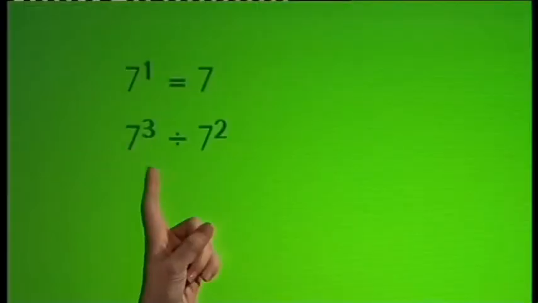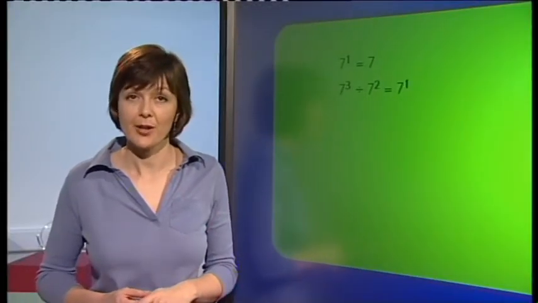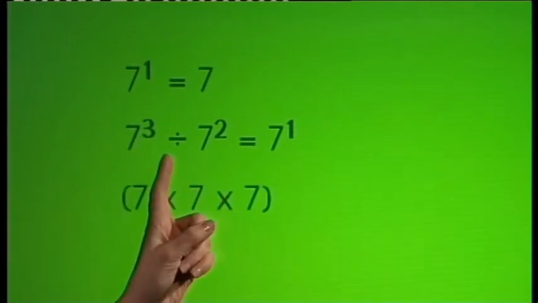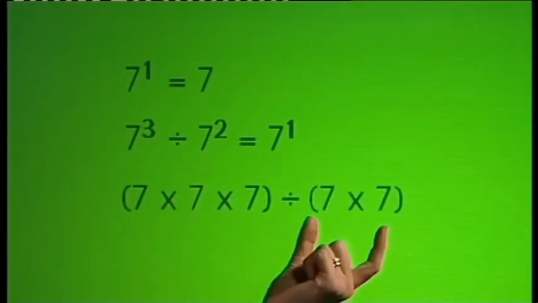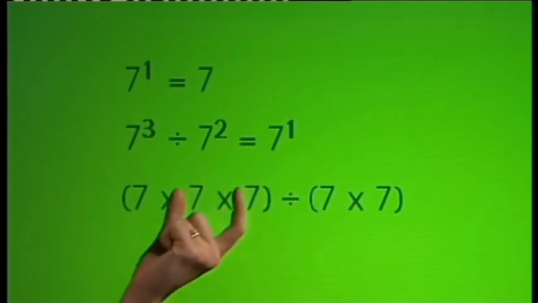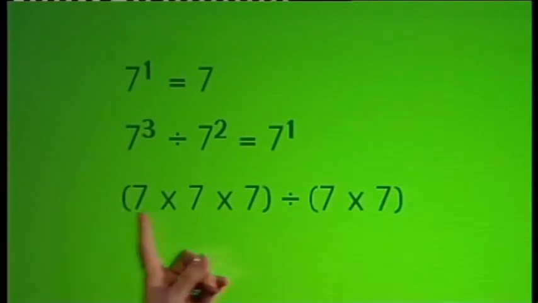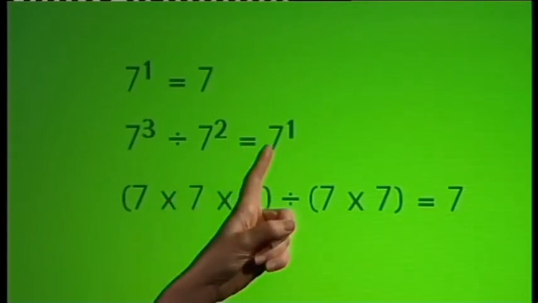If I gave you the sum 7 to the power 3 divided by 7 to the power 2, you'd use our new rule and write the answer down as 7 to the power 1. But what calculation have we done? Well, we've taken 3 7s multiplied together and divided by 2 7s multiplied together. Now a division by these 2 7s cancels out 2 of these 7s, leaving us with just a single 7. So the calculation gives us just 7, and the rule gives us 7 to the power 1.